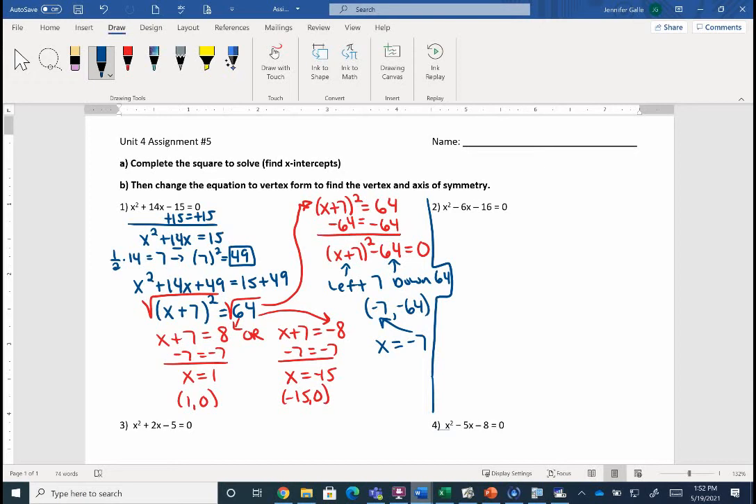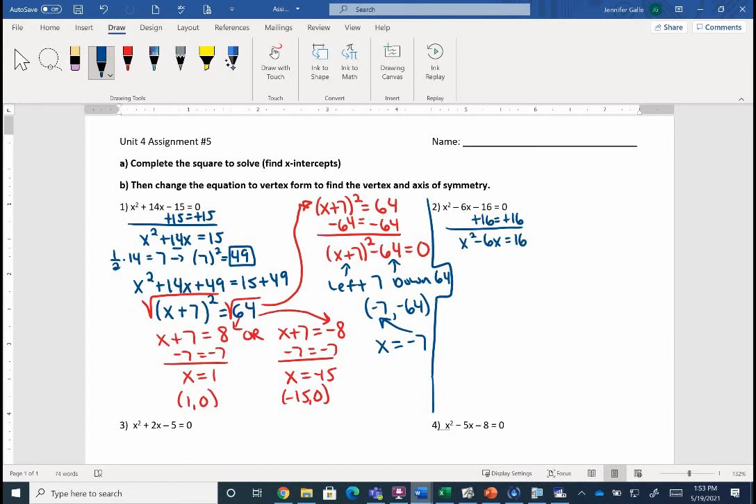Question number 2, same process. We're going to go ahead and move that c value or the constant to the other side. We have a negative 16 or a minus 16, so we're going to add 16 to both sides. On the left side, we have x squared minus 6x, and now we equal 16.